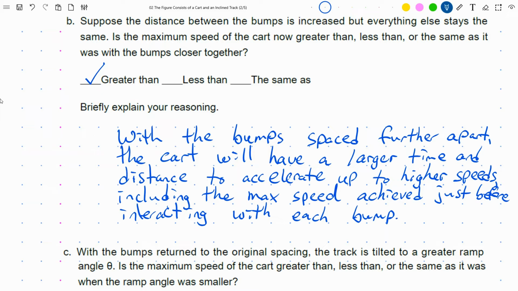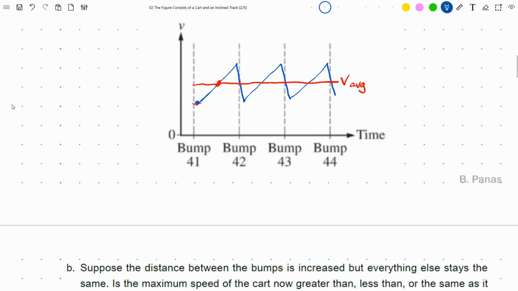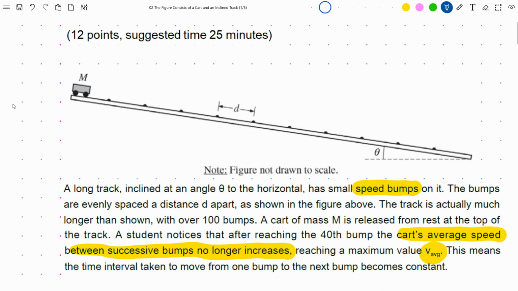It'll reach higher speeds because the acceleration is disrupted less often. It has more time. It has more distance to accelerate. And of course, think of the extreme. If the bumps were really far apart, like imagine that there was a very long incline and there's only one bump at the top and one bump at the bottom, surely you would agree, I hope, that along that long track down, it would have a very, very long amount of time to accelerate. It would reach a very, very, very high speed before it reaches that bump at the bottom.